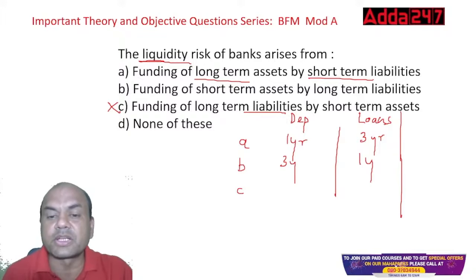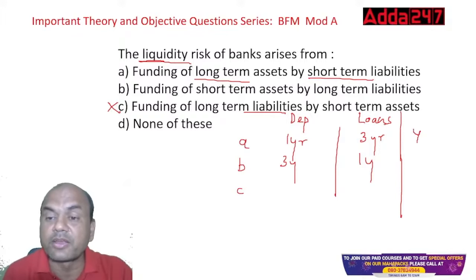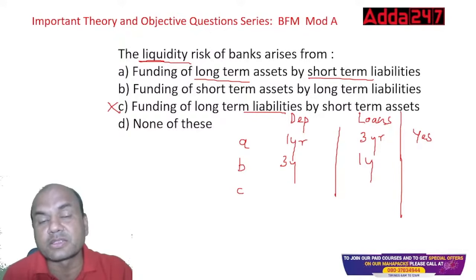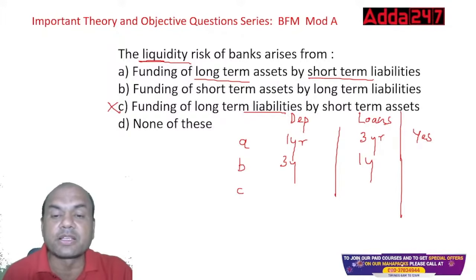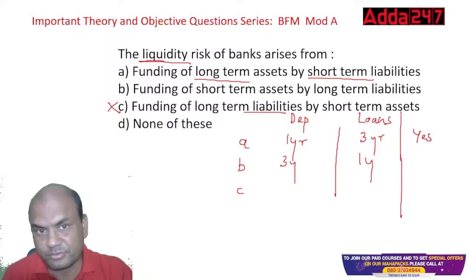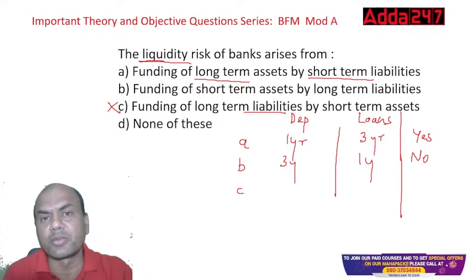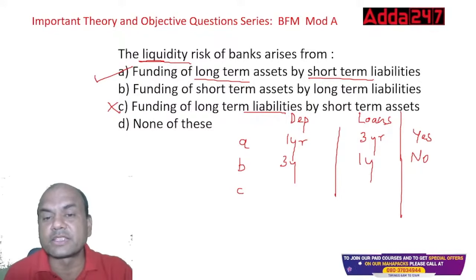Between A, where I have a 1 year deposit and have given a 3 year loan, will it create a problem for me? Yes, it will. Why? Because this person who has deposited will come to me after 1 year, but the borrower will pay me after 3 years. What about B? If this person has given me a deposit of 3 years, he will come after 3 years, but the borrower will pay me after 1 year. So I won't have any liquidity problem, because whenever the depositor comes, I can repay. So the answer is funding of long-term assets by short-term liabilities.